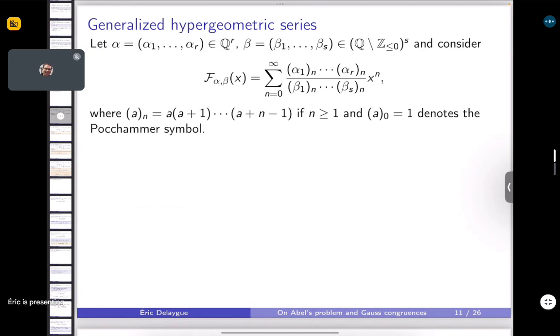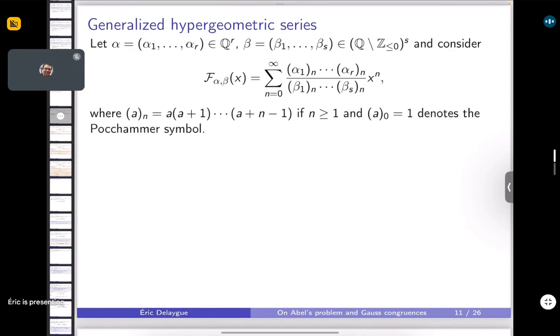And we consider the following series, where you have a product of the Pochhammer symbols of the alpha i at the numerator, and of the beta i at the denominator. The Pochhammer symbol, which is also known as the rising factorial, is given like this: (a)_n is a times a plus 1 up to a plus n minus 1, if n is a positive integer, and this is 1 otherwise.